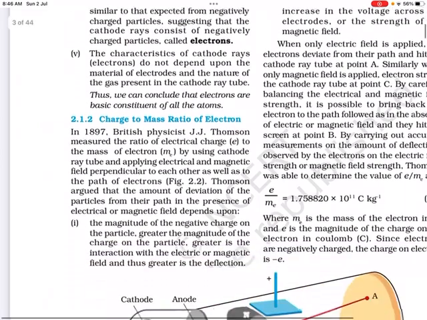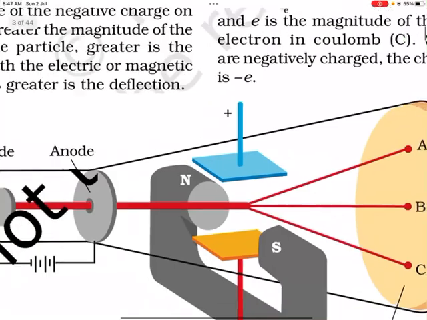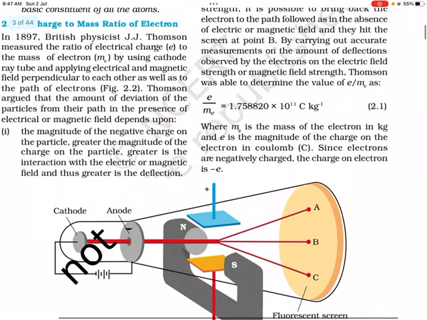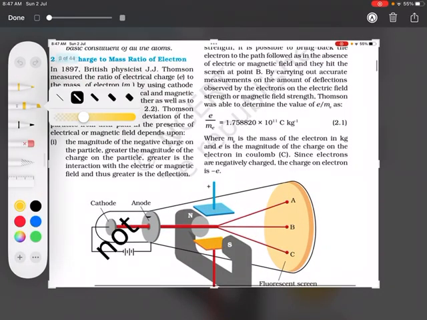So let's see the charge to mass ratio of the electron. In 1897, the British physicist J.J. Thomson measured the ratio of the electric charge to the mass of the electron, e by m, using cathode rays. The greater the magnitude of the negative charge on the particle, the greater will be the interaction. So this is a very, very important thing.